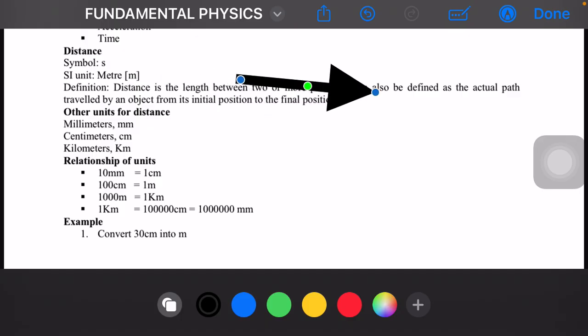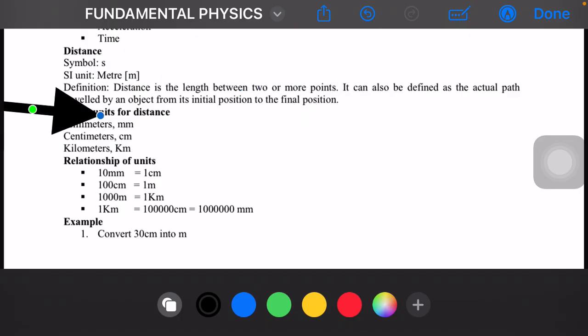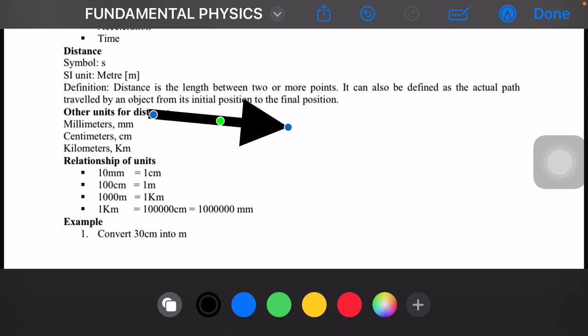It can also be defined as the actual path traveled by an object from its initial position to its final position. You can define distance in other ways using that statement. Initial means the starting point, final means the resting place of that object.